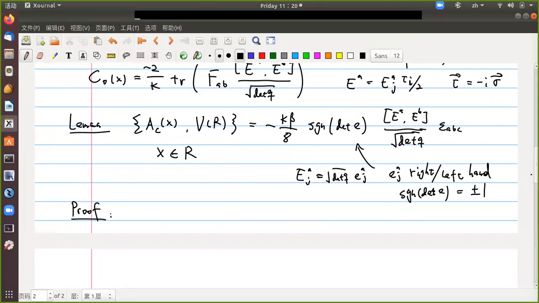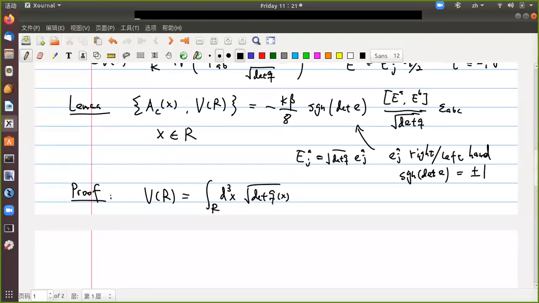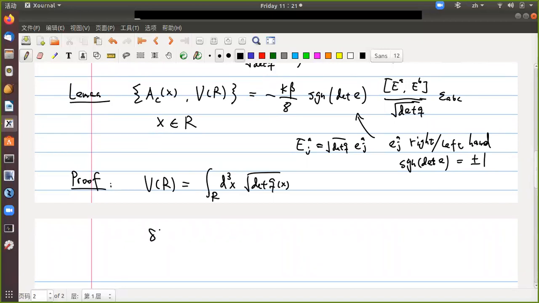All right. So now let's look at the volume. Remember we have discussed the volume. Classically, this is just integrating over a region R, a three-dimensional integral, of the square root of determinant Q. Now you only need to compute the Poisson bracket between the volume and the connection, which reduces to just the functional derivative of the volume with respect to E, because E and A are conjugate. We just apply it to this integral.